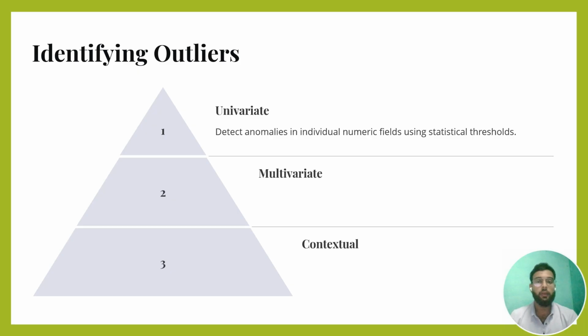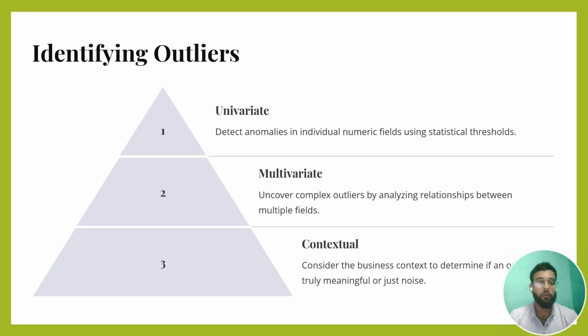So in univariate, we can detect anomalies in an individual numeric field using statistical thresholds. In multivariate, we uncover complex outliers by analyzing relationships between multiple fields, and in contextual, we consider the business context to determine if an outlier is truly meaningful or just noise.